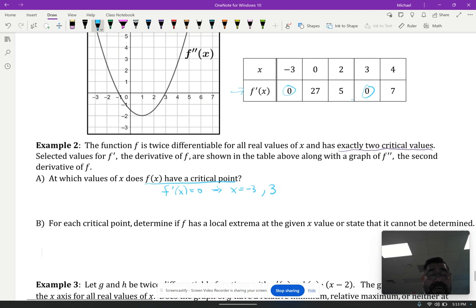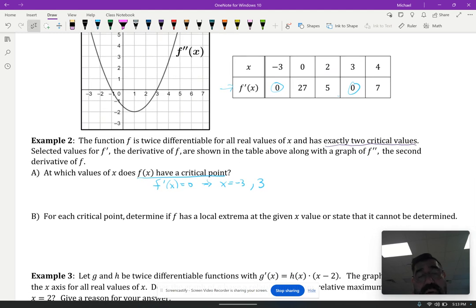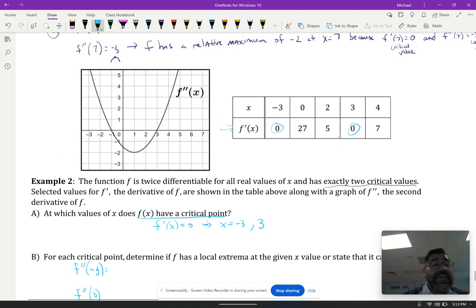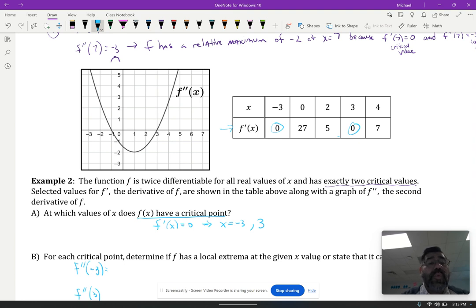Yes. For each point, determine if f has a local extrema, a local minimum or a local maximum at the given x value, or state that it cannot be determined. All right, well, let's find the second derivative. Let's find the second derivative at -3, and we'll find the second derivative at +3. At -3, the second derivative, well, this is the second derivative graph.